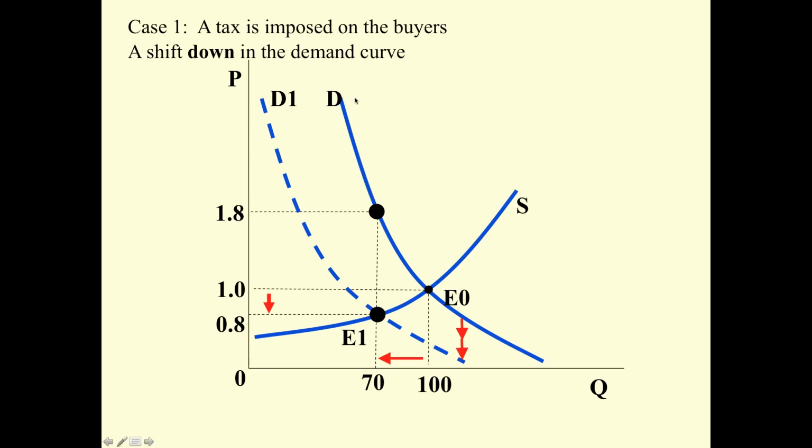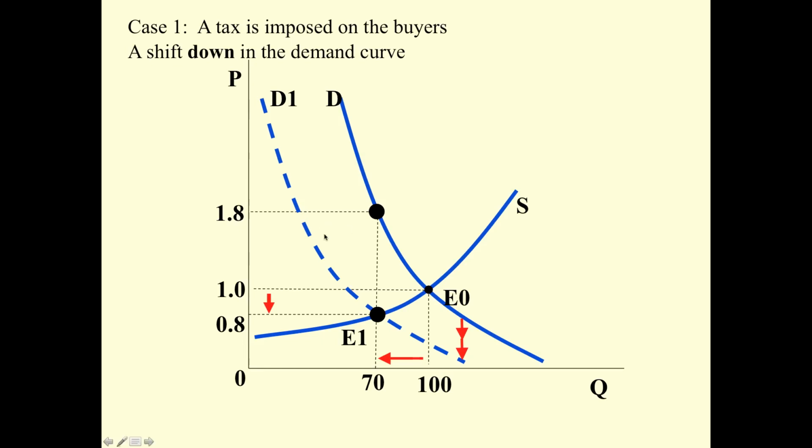Well, here's the initial demand curve. The initial demand curve essentially represents the value to the buyer of a certain number of units. You can think of the demand curve as sort of a willingness to pay curve. For example, at my original equilibrium, it's $1 and 100 units are being sold. However, if the buyer has to pay a tax, then their willingness to pay the seller is lower than it would be otherwise.